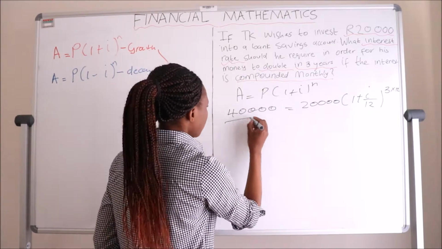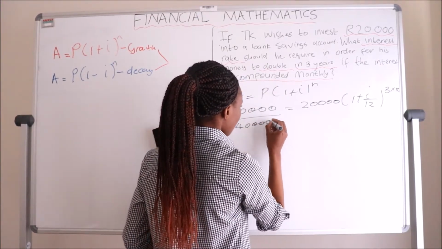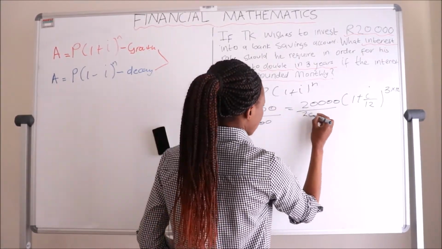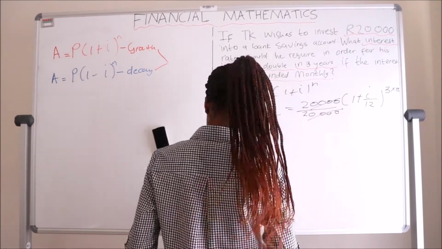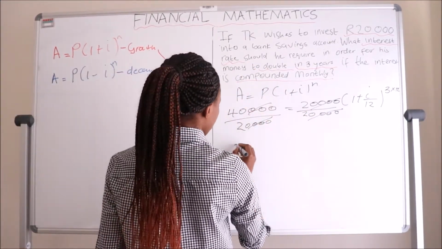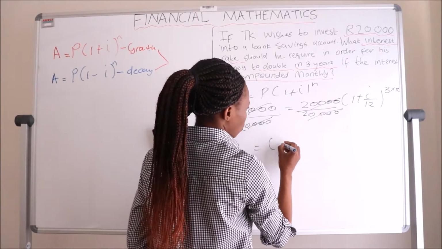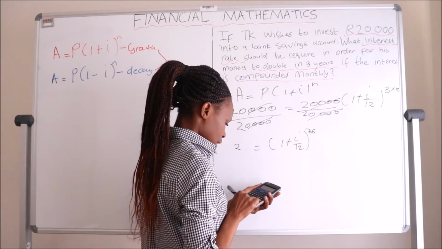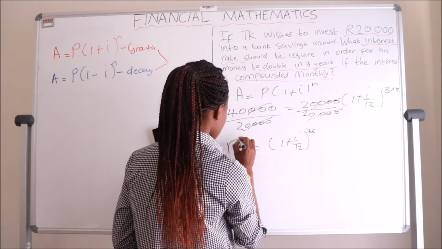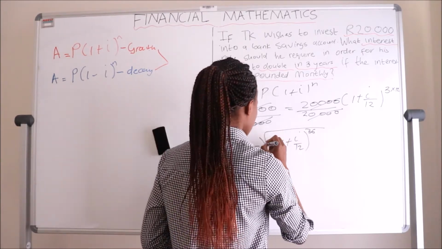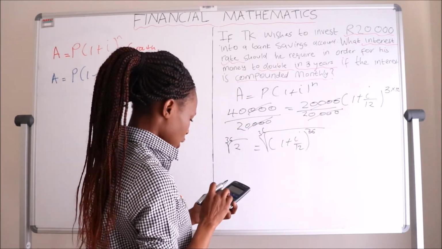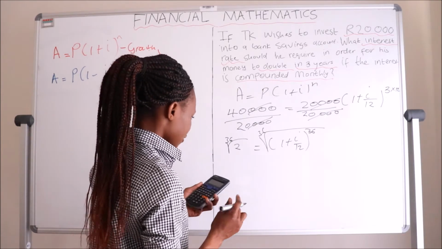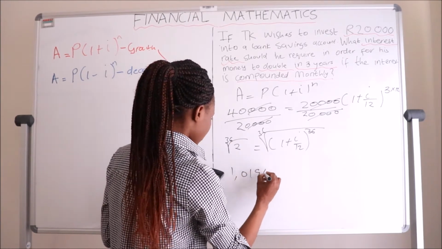Alright, then we divide both sides by 20,000, and this will cancel out, and 40 divided by 20 will be 2. So 2 equals (1 plus i divided by 12) to the exponent of 36. Okay, I think that's 36. Alright, then we introduce the 36th root on both sides. So the 36th root of 2 will give us 1.0194 going on and on.